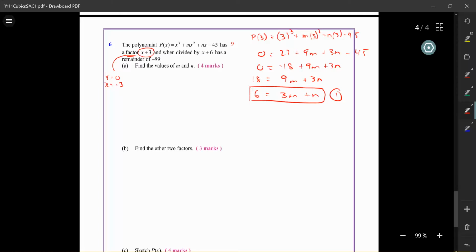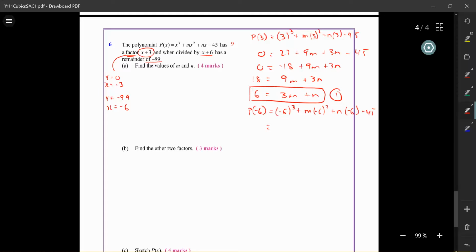Okay, and then you got your second piece of information. It says when it's divided by x plus 6, it has a remainder of negative 99. What that means is that the remainder is negative 99 when you substitute x equals negative 6. Okay, so same thing again. I'll say, well, p of negative 6 would equal negative 6 cubed plus m times negative 6 squared plus n times negative 6 minus 45. I seriously find this strange to do all by hand without a CAS, but I guess it's 4 marks. Mainly because the numbers are getting pretty large right now.